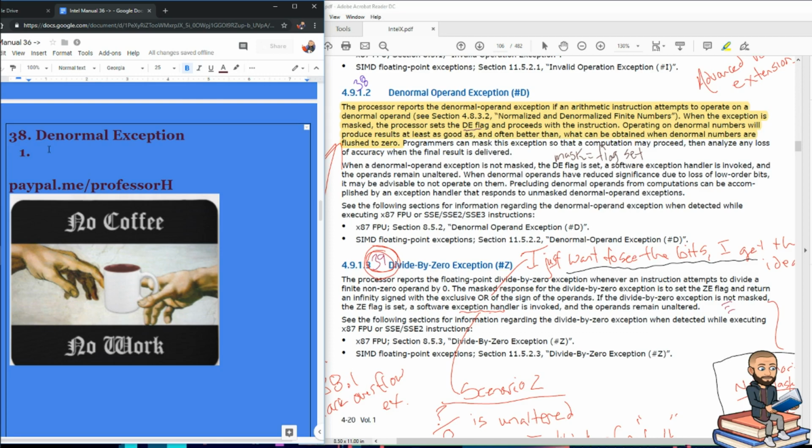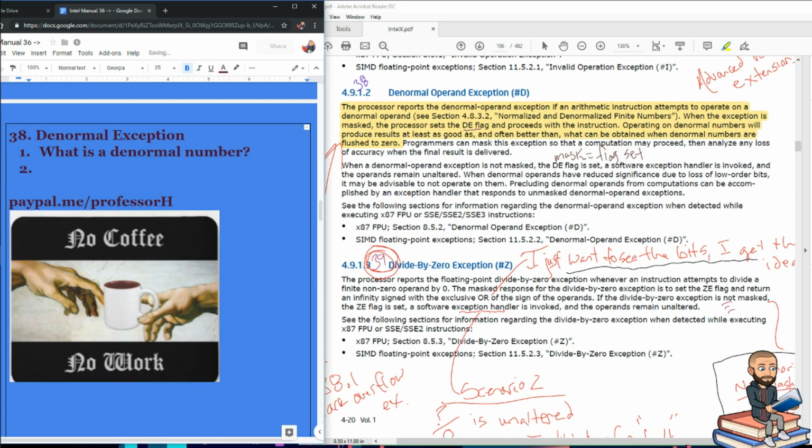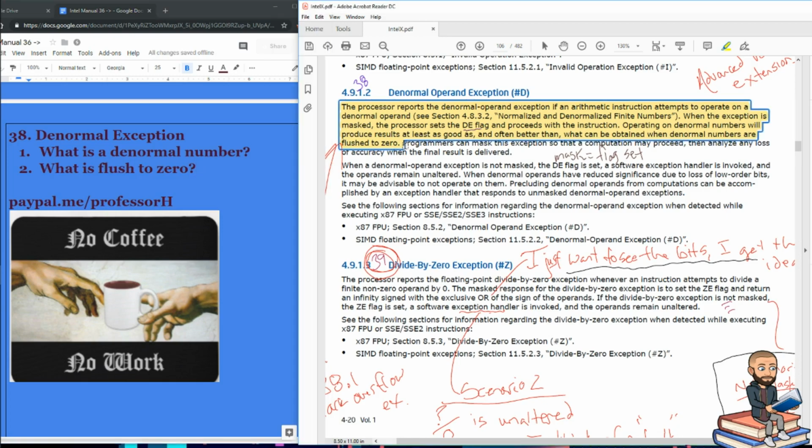So let's start with the question, what is a denormal number? And I'm going to answer that several times in the video. So if you don't know it yet, just hold tight. But the second question should be, what is flushed to zero? And I think that's the first time we are reading those words here in the manual. So let's also table this question just for a future answer.